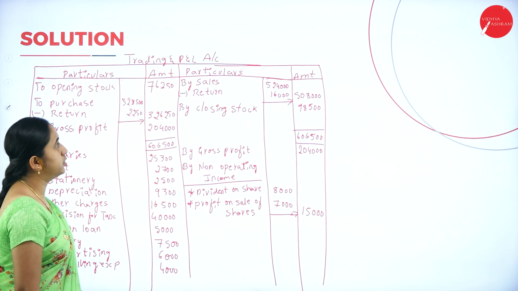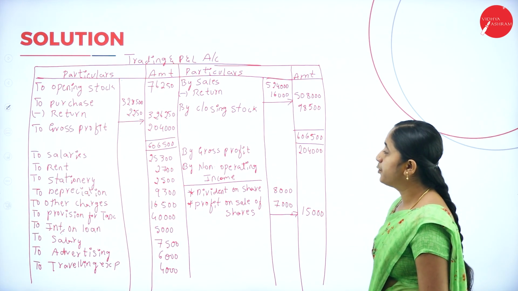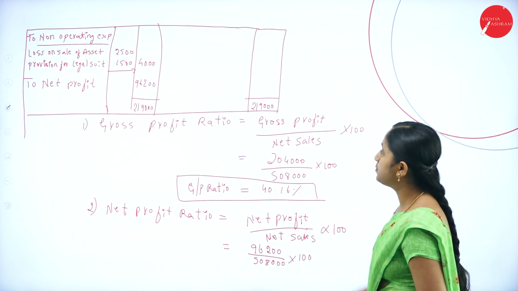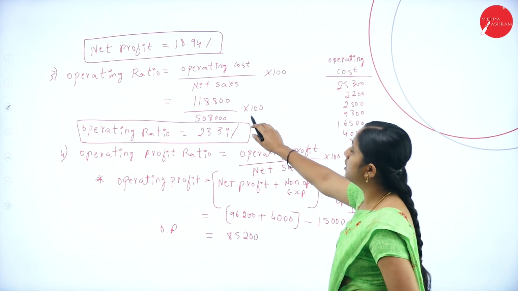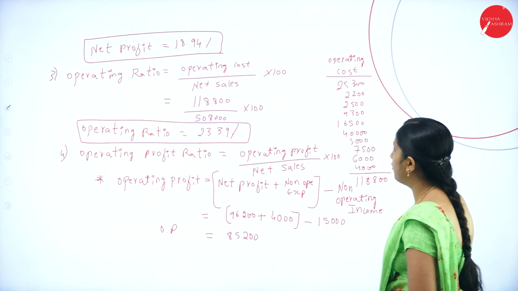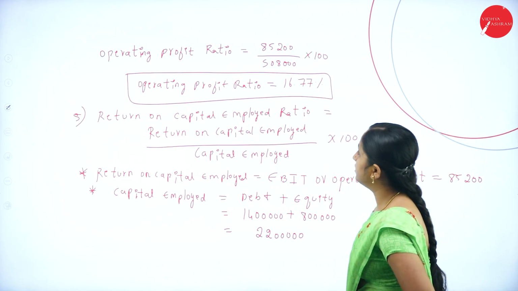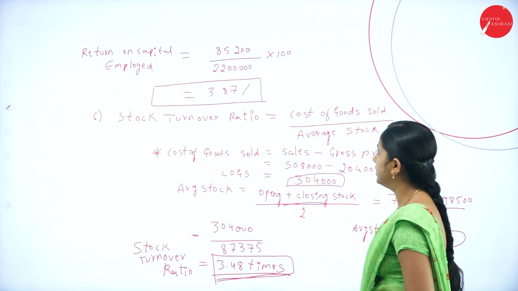Solution for the fourth problem. Here, trading and profit and loss account, gross profit ratio, net profit ratio, then operating cost ratio or operating ratio, next operating profit ratio, next return on capital employed ratio, last stock turnover ratio. This is all about today's session.